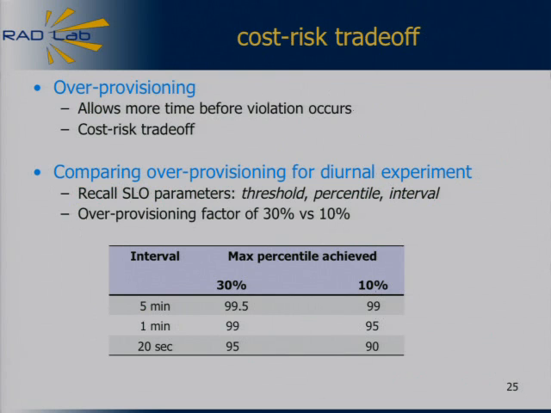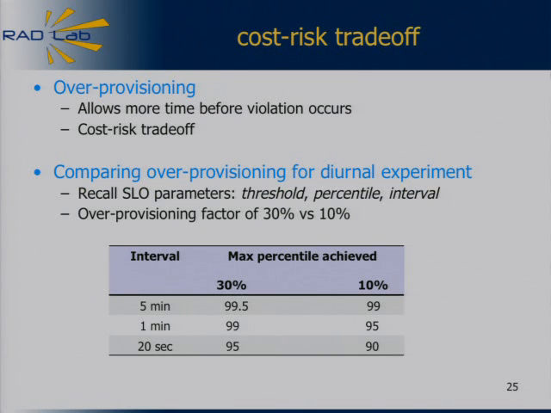So there is this cost-risk trade-off as far as over-provisioning. Like I mentioned, you can amplify the workload, make it seem higher than it is, and this gives the controller more time to actually move data around and some slack time for making decisions. But it is going to cost you more because you are actually using more servers. And so we compared how the over-provisioning factor affected the results of our experiments.